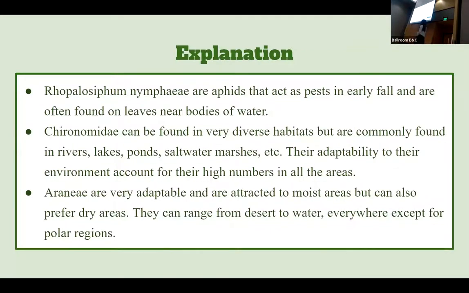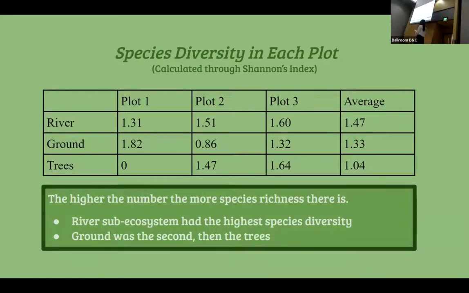And spiders are very adaptable and attracted to moist areas, but also prefer dry areas. They can range from desert to water and everywhere except for polar regions. The main question of our research was to find out insect species diversity, and overall the highest species diversity was near rivers, then ground, then trees. However, it should be noted that due to inexperience in insect capturing, we were unable to properly catch many bugs in the tree section of plot one, which skewed our data.